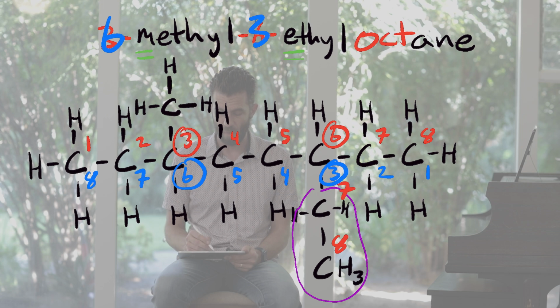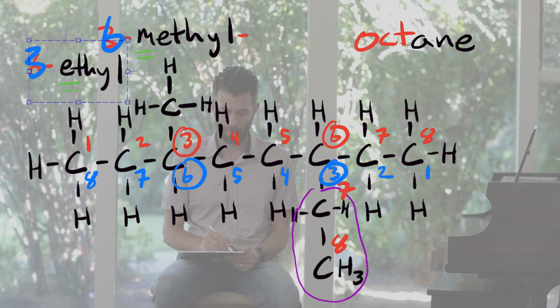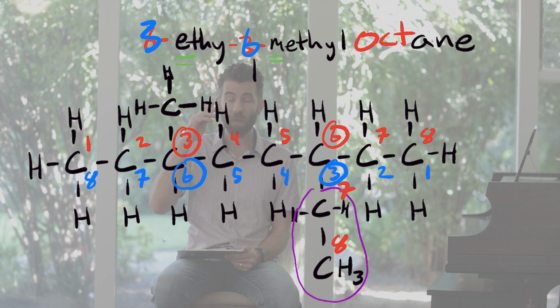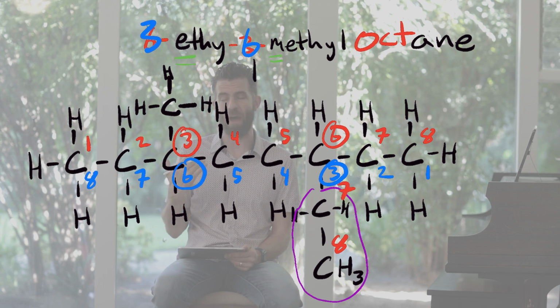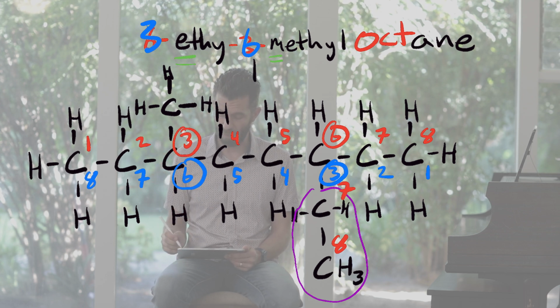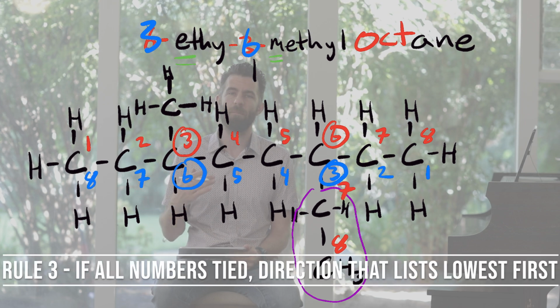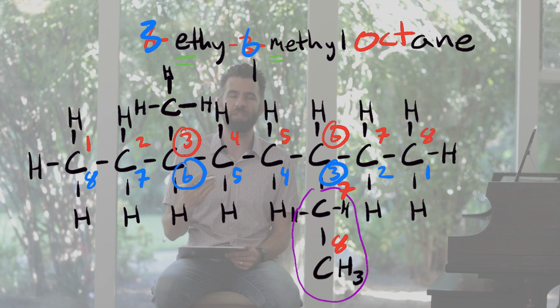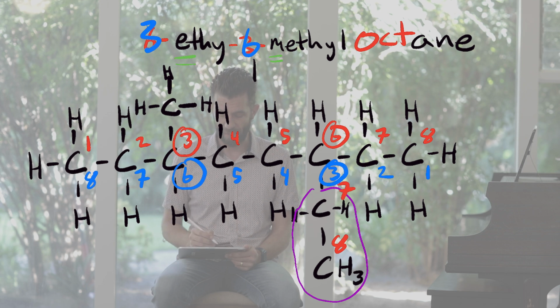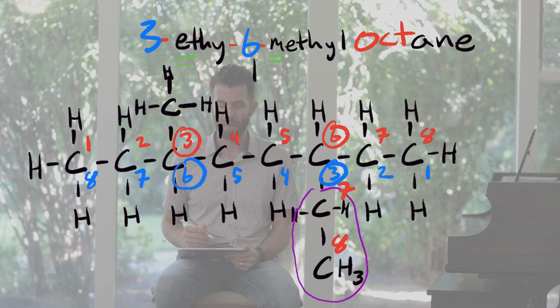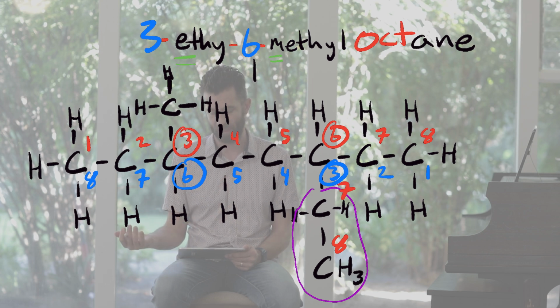So what does this mean? We have to switch these up. So which one now is it? Well, now we've alphabetized them properly. And I'll tell you the rule. If the numbers are tied, then you would pick the numbering direction where the lowest number would come first. And remember, the order is determined by alphabetical substituents. So in this case, we would actually pick the blue numbering system because that would go 3 and then 6.